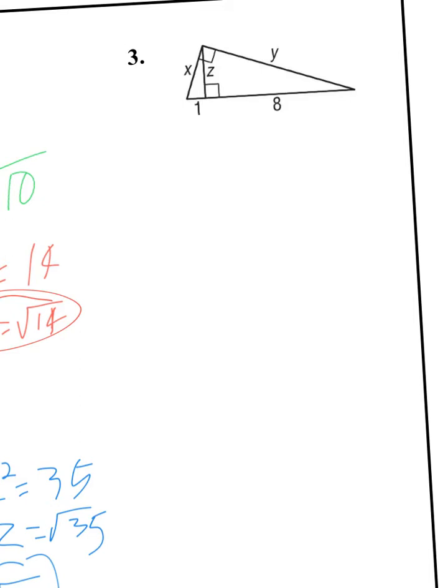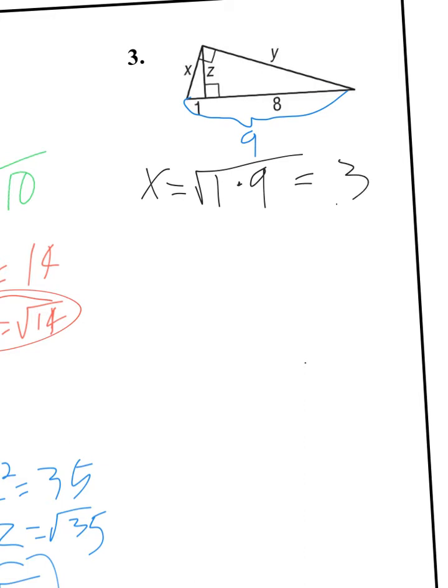Now, let's see here. What do we have going on here? I have 1 as a little base, 8 as another base, so the total base is going to be 9. And x is a little hypotenuse, y is a little hypotenuse, and z is an altitude. So when you're dealing with the hypotenuses, let's just skip the proportion stuff. I'm going to use the base with the x and then the total base. Well, 1 times 9 is 9. The square root of 9 is 3. All right.